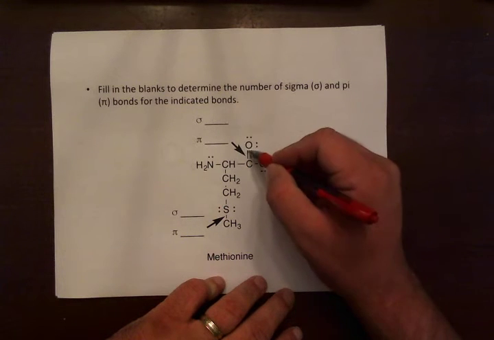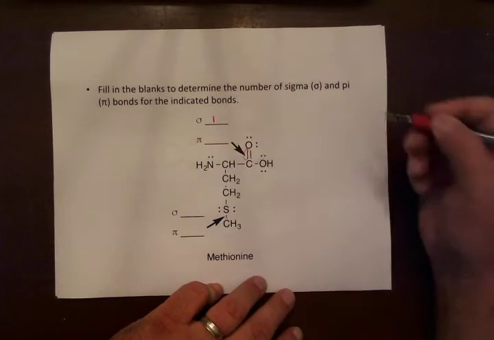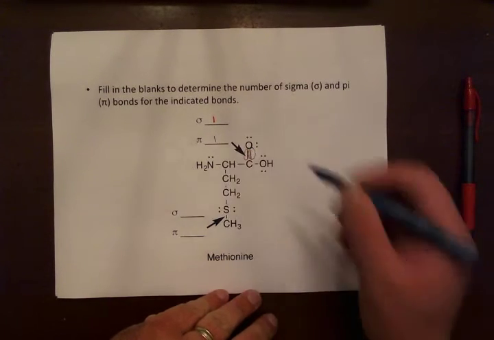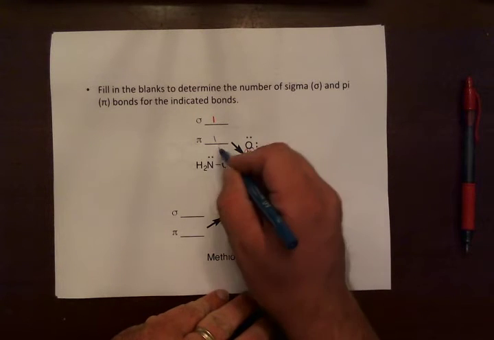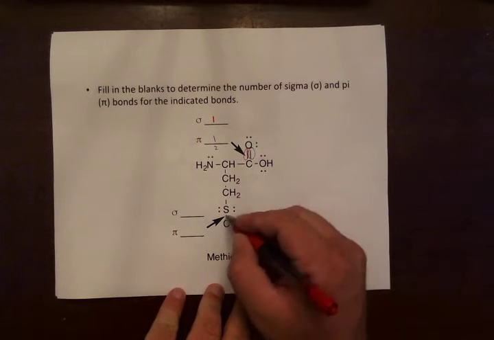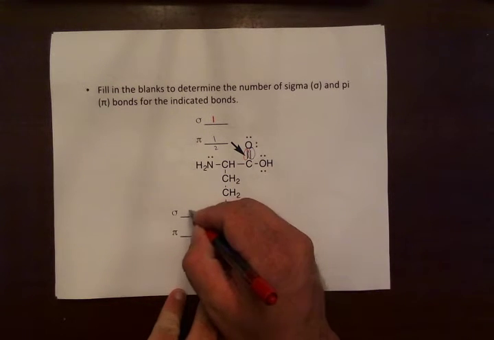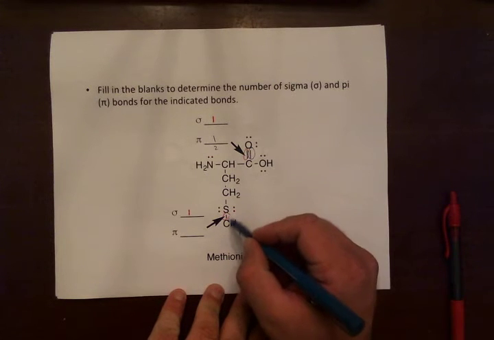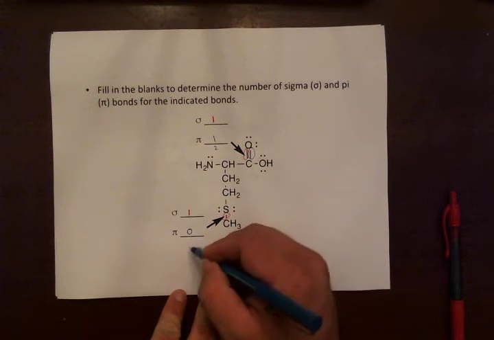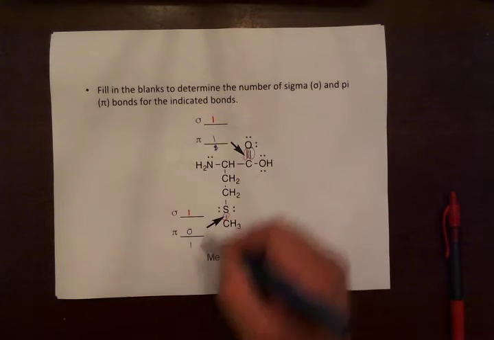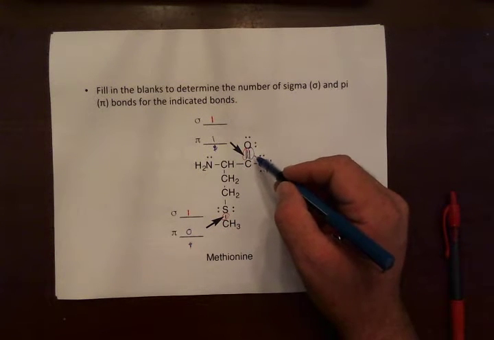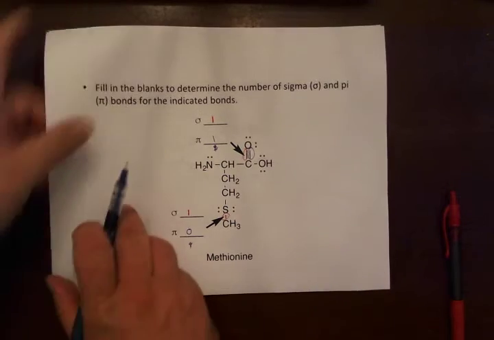So this first one here, that's going to be a sigma bond. This second one is going to be a pi bond. So I have 1 sigma, 1 pi, and if you add it up, it's 2. You have a double bond. Same thing happens down here with that bond there. This first one is a sigma, but I don't have any additional bonds right there, so there's 0 pi bonds. That makes sense. If you add them up, it's just 1. So this one has 1 sigma, no pi. This one has 1 sigma, 1 pi. There you go.